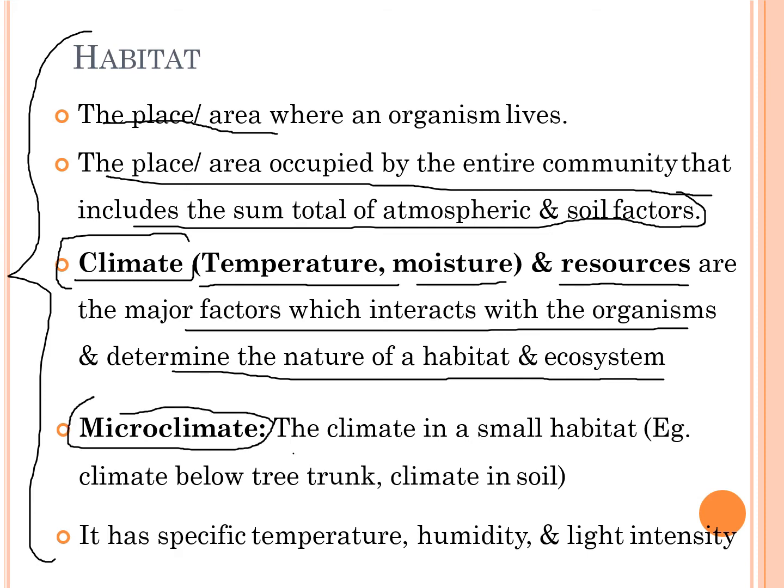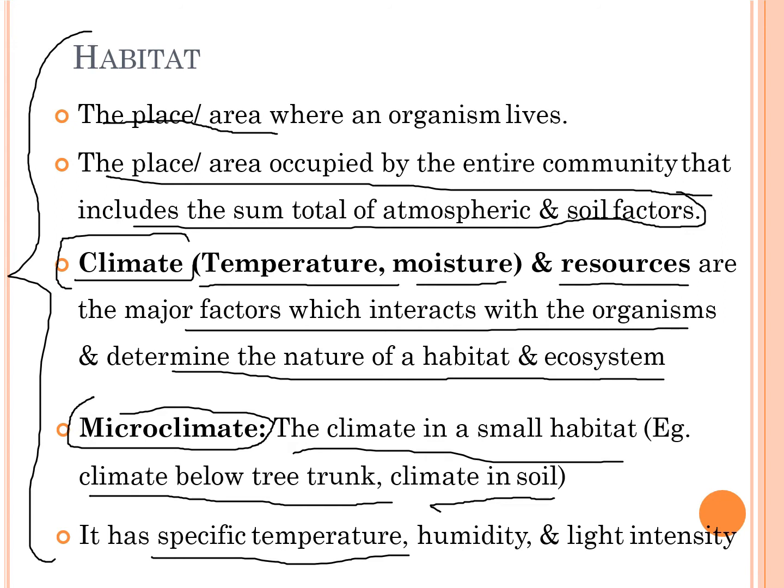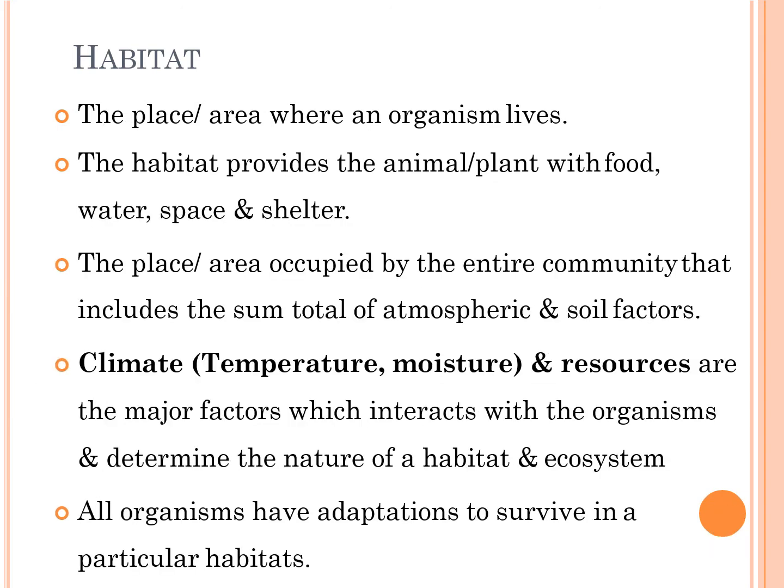Microclimate is the climate in a small habitat, for example the climate below a tree trunk, climate in soil, and many other small regions. It has specific temperature, humidity, and light intensity. So we have climate and microclimate under habitat. Another point is that the habitat provides animals and plants with food, water, space, and shelter. This is the prime point, the source of habitat.